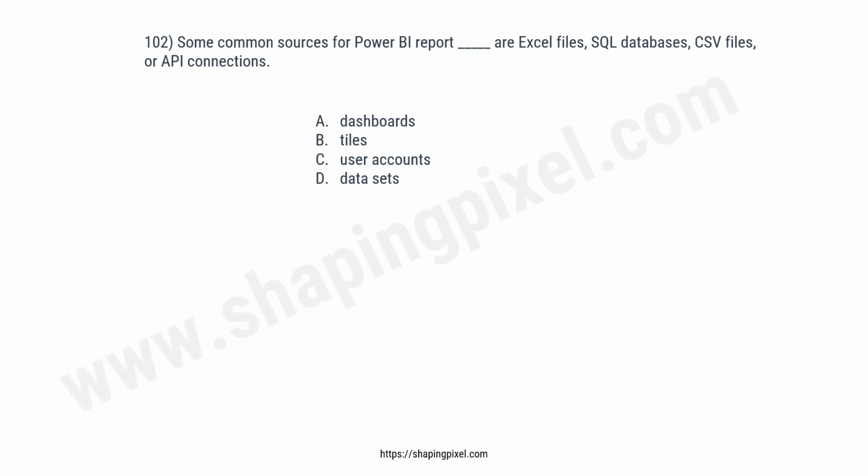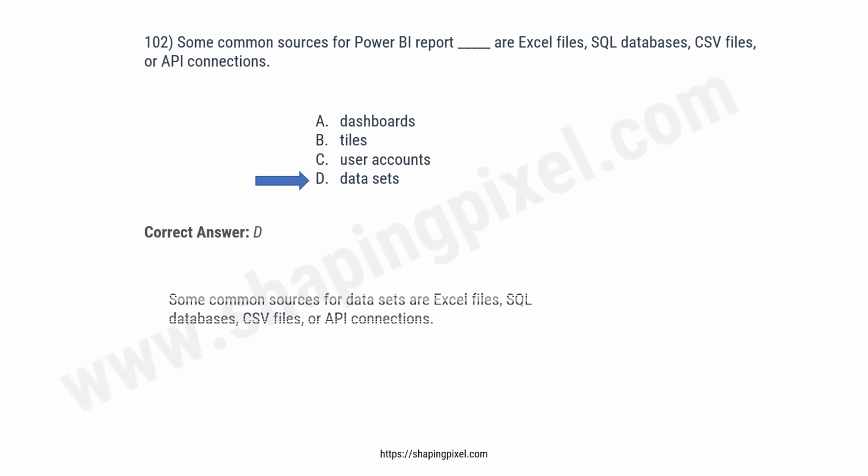Question number 102. Some common sources for Power BI report dash are Excel files, SQL databases, CSV files, or API connections. And we have four options: dashboards, tiles, user accounts, data sets. So the right answer here is option D, data sets. Some common sources for data sets are Excel files, SQL databases, CSV files, or API connections.